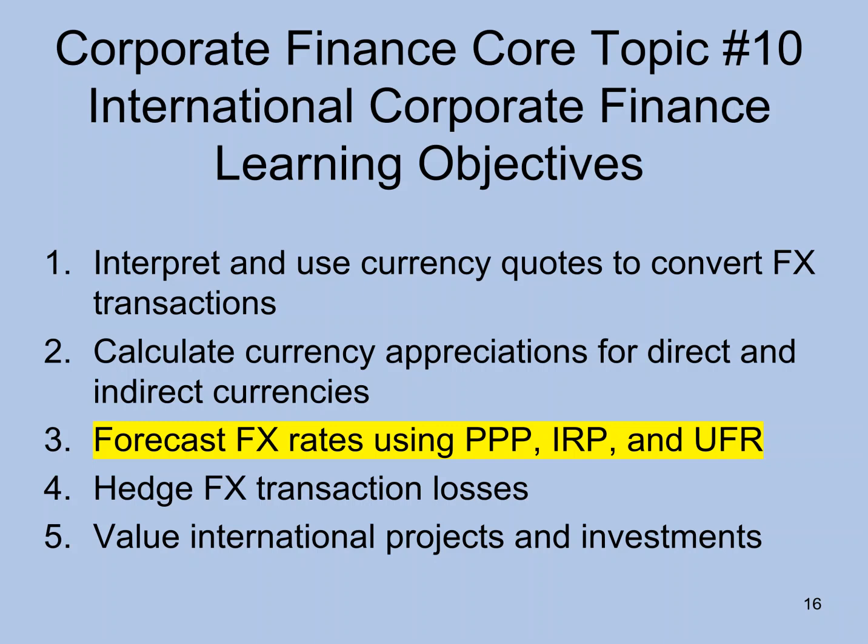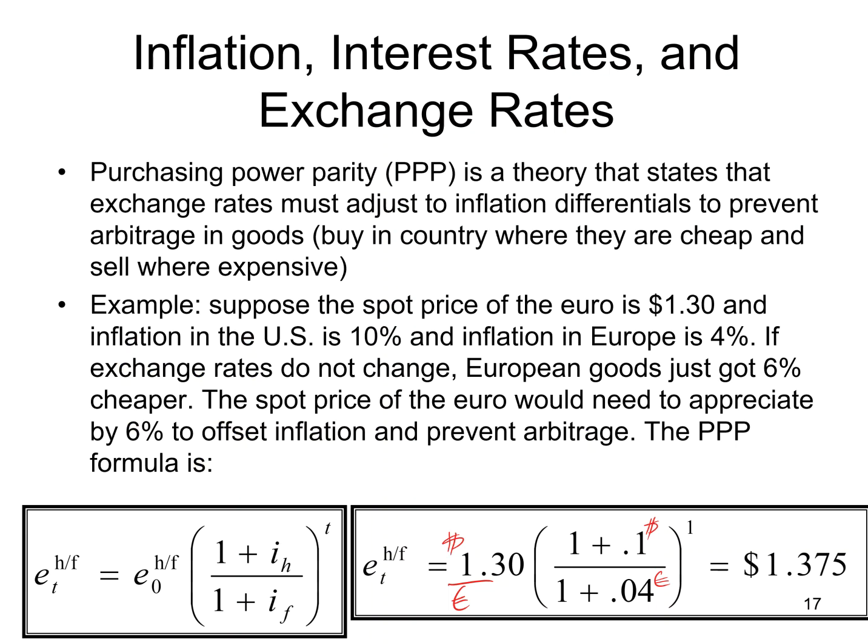Corporate Finance Core Topic 10, International Corporate Finance, Learning Objective Number 3. Learn how to forecast FX rates using PPP, which is Purchasing Power Parity, IRP, which is Interest Rate Parity, and UFR, which is Unbiased Forward Rates. So inflation, interest rates, and exchange rates.